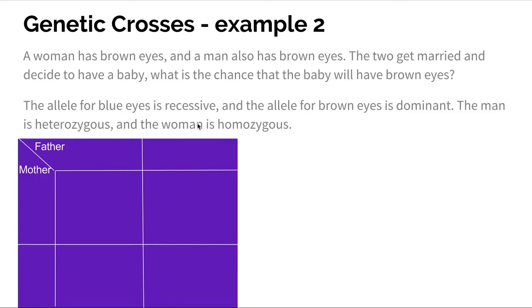So if the man is heterozygous and he has brown eyes, that means big B, little b, because he has to have at least one of the dominant allele for brown eyes. And the woman is homozygous, so same alleles, and she has brown eyes. So that's easy. Brown eye allele, brown eye allele. Let's look at the offspring.